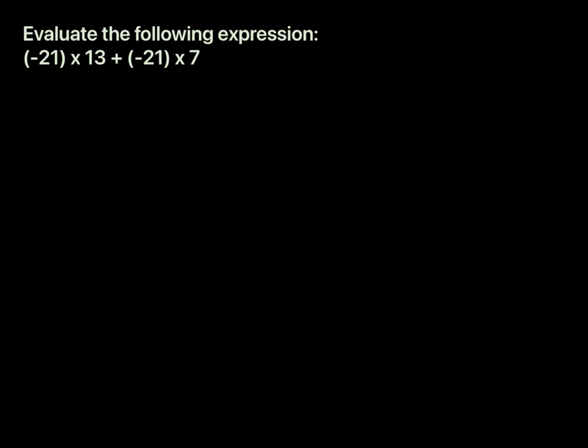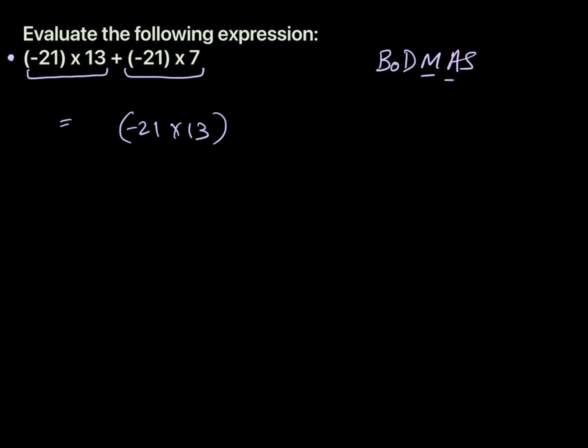Now let's evaluate another expression, which is this one. So once again, we use the BODMAS rule, and since multiplication takes precedence over addition, we need to evaluate both these expressions before adding their values. So we can write this as minus 21 into 13 plus minus 21 into 7.